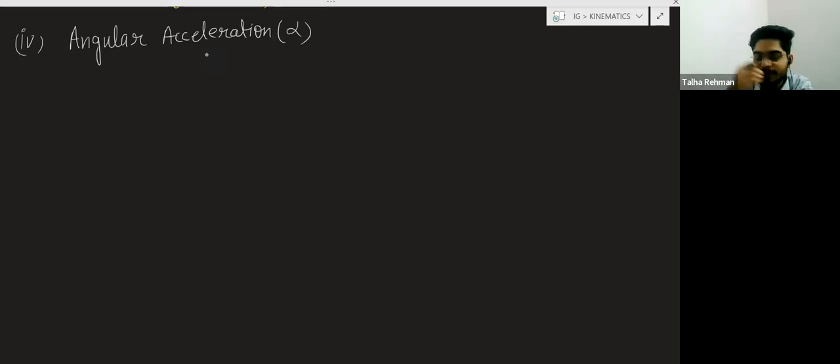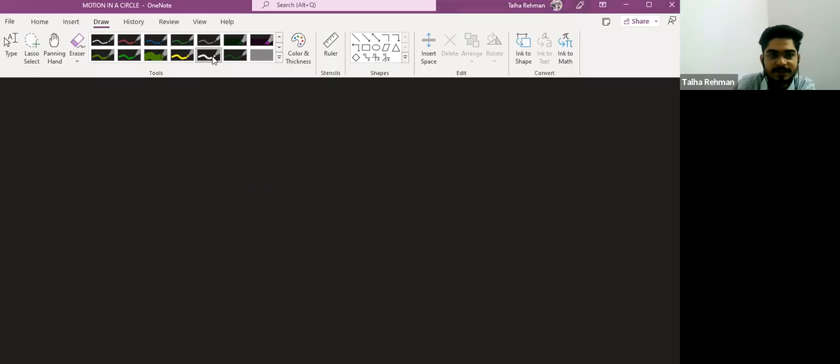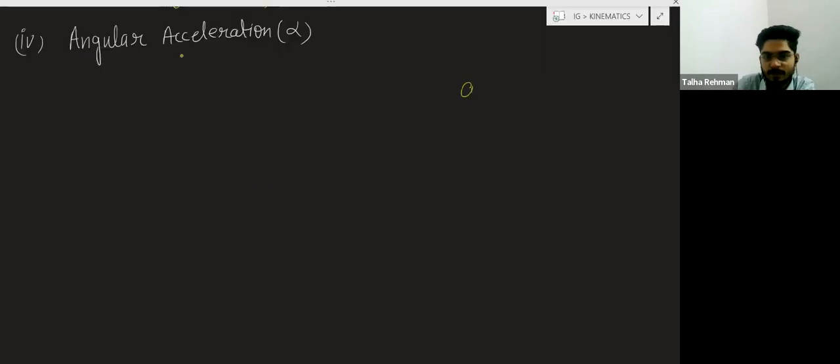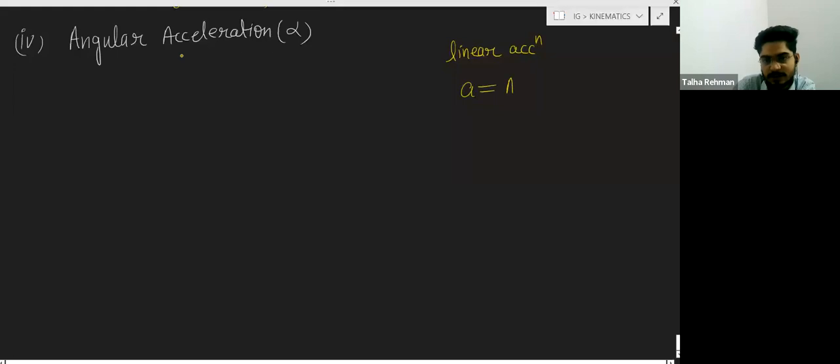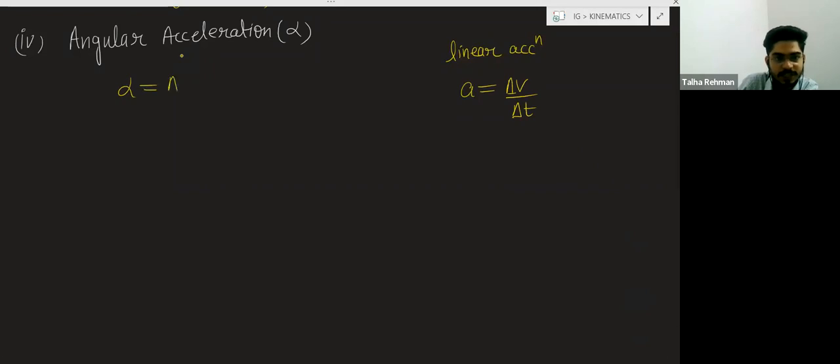So we know the linear acceleration. Linear acceleration means the acceleration we studied. What is linear acceleration? Change in linear velocity divided by delta t. So angular acceleration is change in angular velocity divided by change in time.